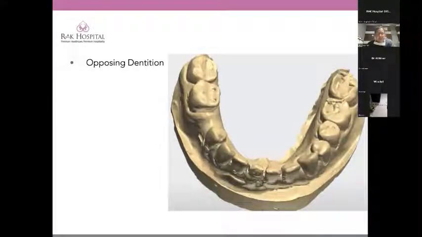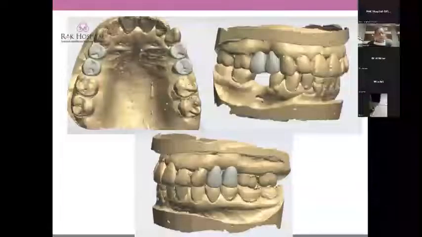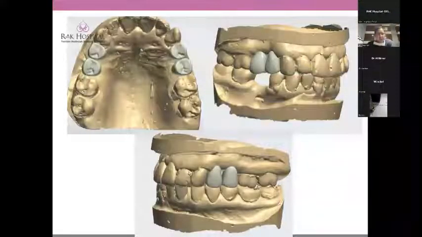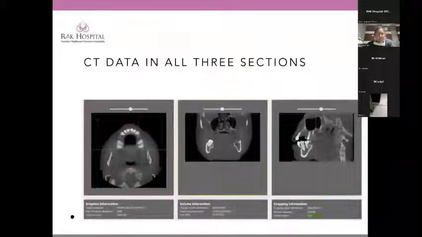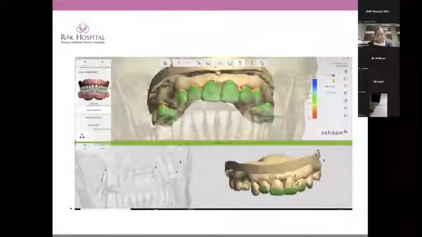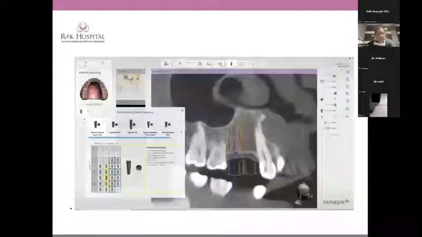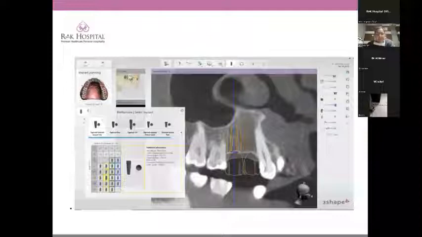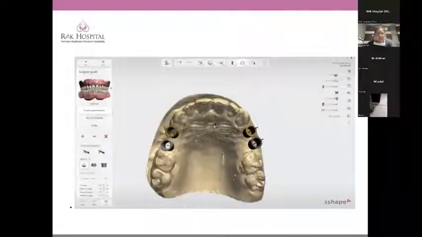Opposing dentation, we scan the opposing dentation. So we have all the information on how the teeth are going to meet in the opposing dentation. These teeth are virtually created using the software, using the opposing dentation information. You can see both the premolars have been virtually created here. Then we have the CT data. Now this is incorporated together. They are merged together. This is how the merging is done by using the software. And this is the ideal position of the implant in respect to the teeth which are going to be replaced. And this is just the planning part.